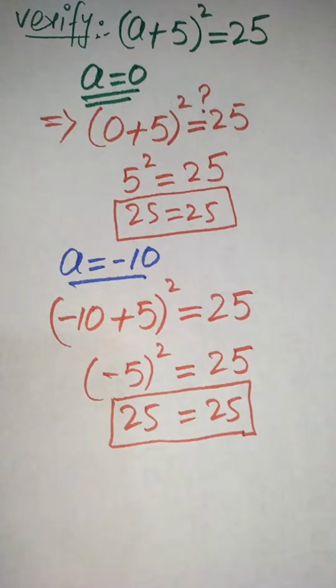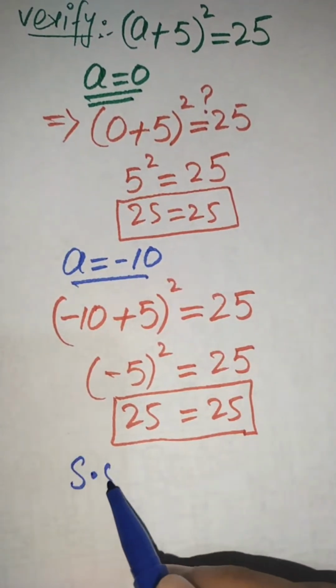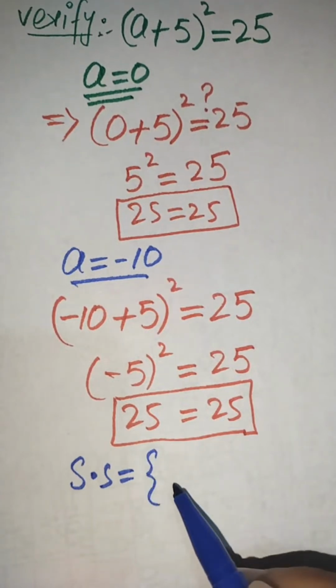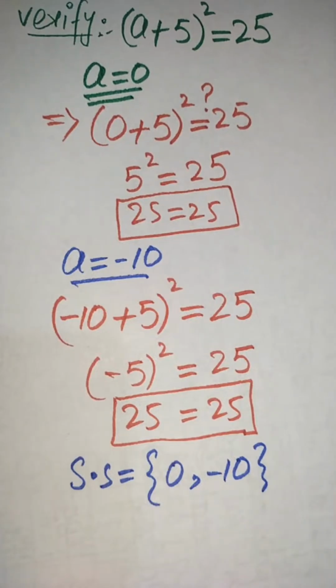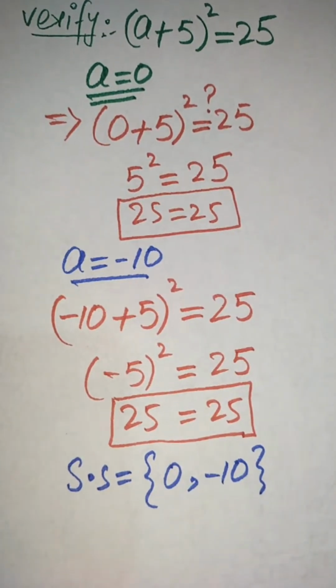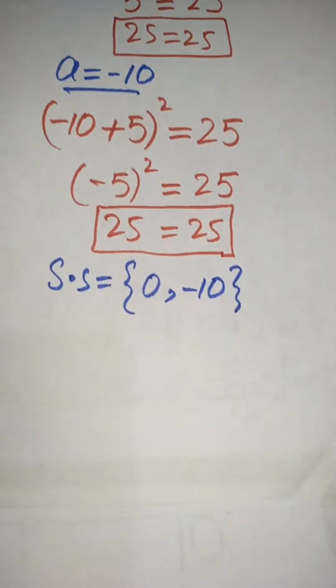So we write here the solution set in the first method: 0 and -10 are the solution set of this given quadratic equation. So this is the final answer.